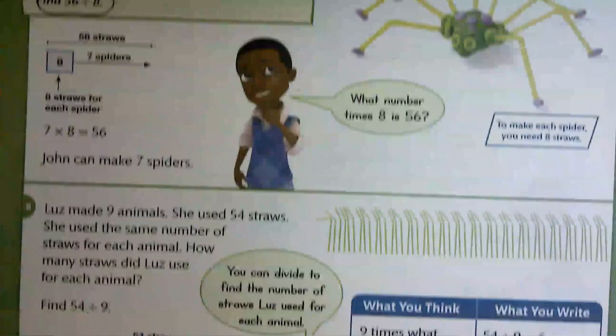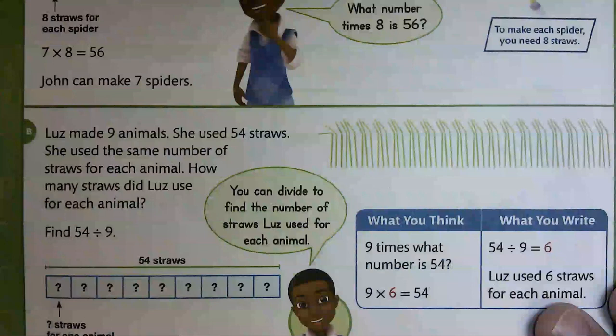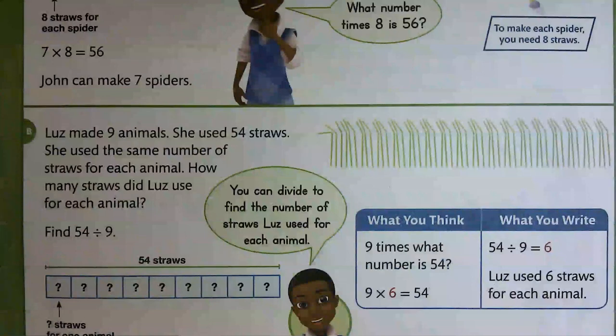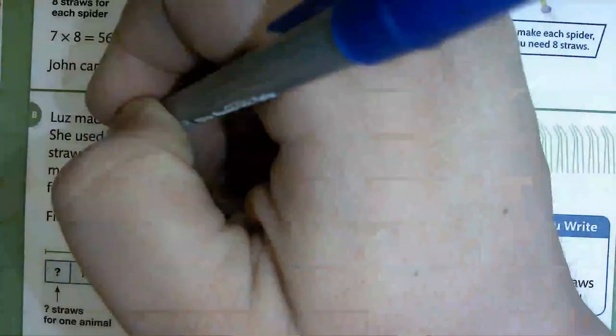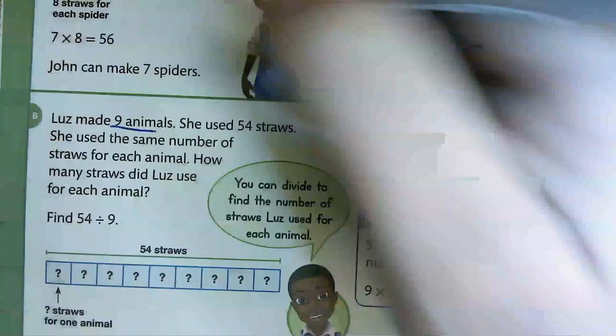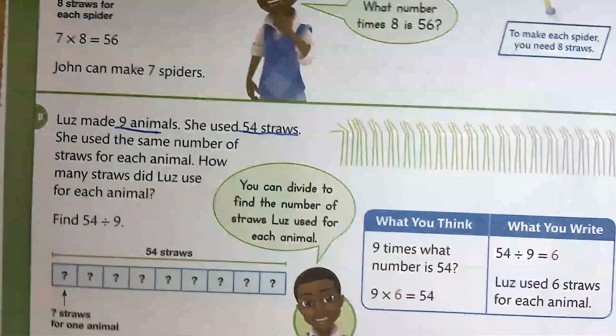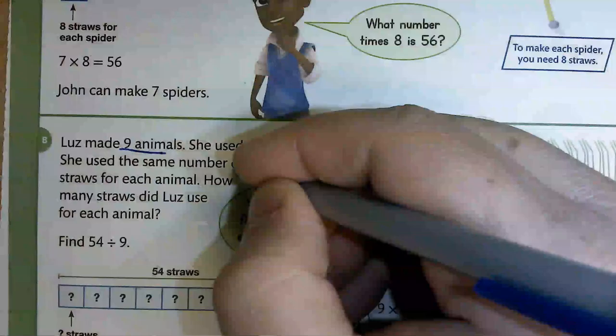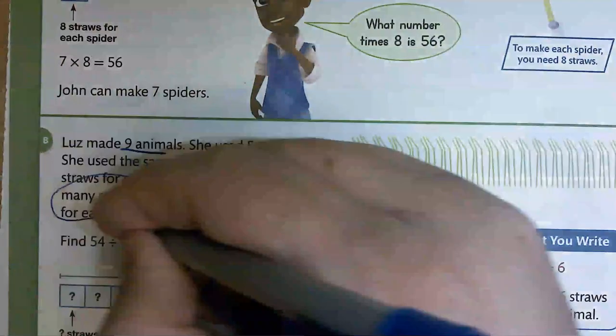Let's go down to box B. Box B says, Luz made 9 animals. She used 54 straws. She used the same number of straws for each animal. How many straws did Luz use for each animal? And so in here, we're going to underline 9 animals and 54 straws. And then we're going to circle our question, which is how many straws does Luz need?